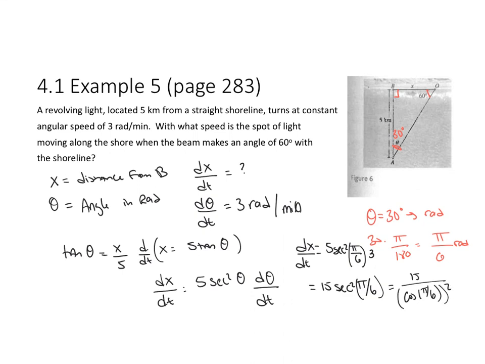Now pi over 6, hopefully you know what that is. But if you're not sure of what the cosine of pi over 6 is, you definitely want to look back at your unit circle for now. And you're going to see it's root 3 over 2. So I have 15 over root 3 over 2, squared. So 15 over 3/4, and that becomes 20. So on shore, the light beam dx/dt is moving at 20 kilometers per minute. That's a pretty quick light.